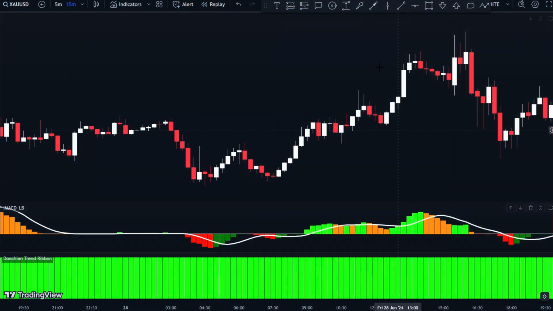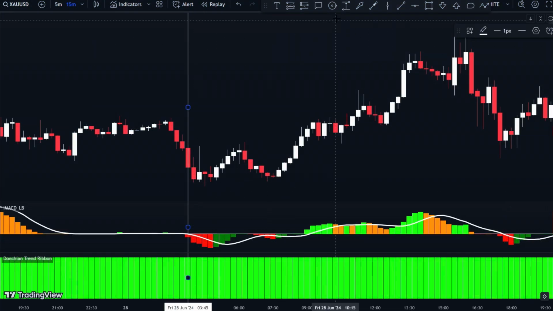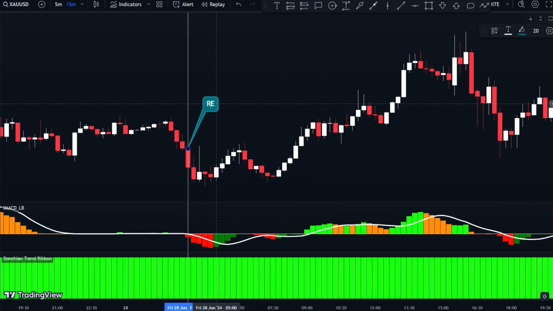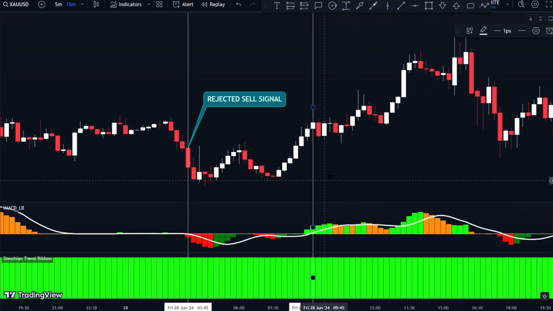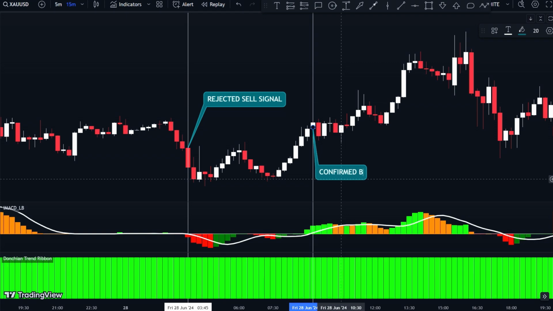But let's see a few trading examples to better understand that. Alright, let me show you how this strategy tackles those counter trend signals. It's a real game changer. Take a look at this. You got a sell signal here, but the main momentum oscillator is pointing bullish. The Donchian trend ribbon catches that and says, hey, the main trend is bullish. So it filters out that sell signal for you. Then a buy signal comes along, and since the momentum was already bullish, it gives you a thumbs up. See how slick that is?